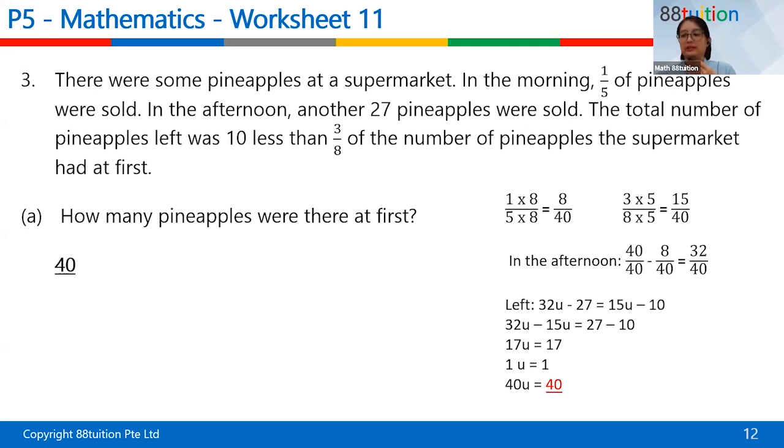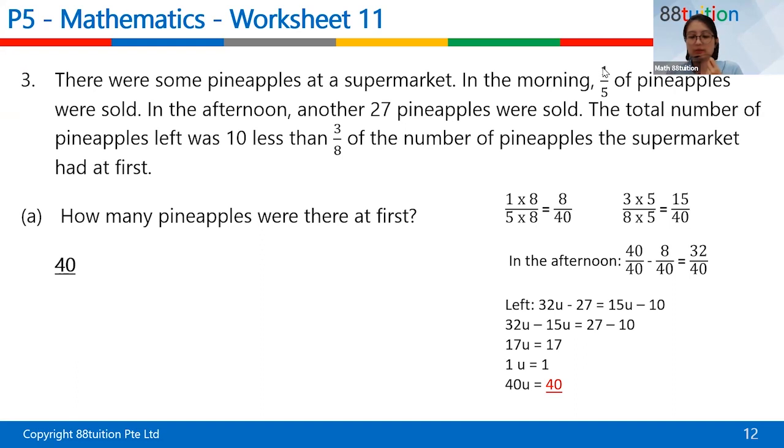Okay. But as you can see, he said that 1/5 of the pineapples was sold. And then in the end, he said it's 3/8 of the number of pineapples the supermarket had first. These two fractions are referring to the same thing. Whenever fractions are referring to the same thing and they have different denominators, make the denominator the same. Okay. So that's why I did that. So we now know that the total units is actually 40 units.